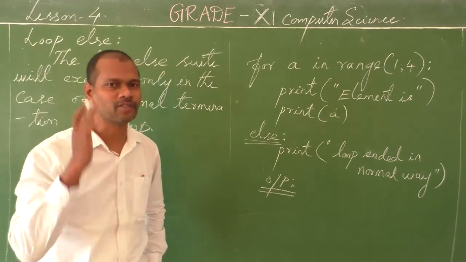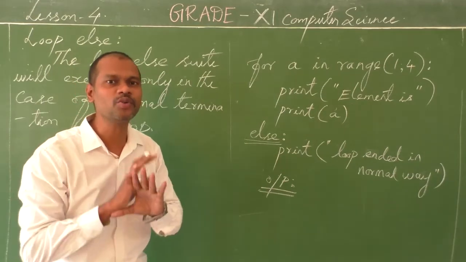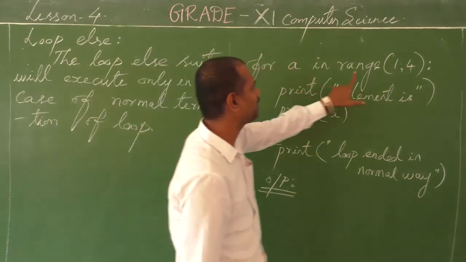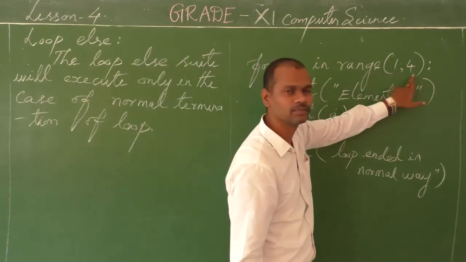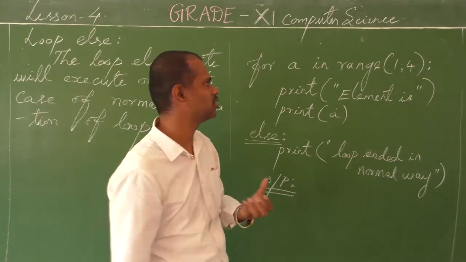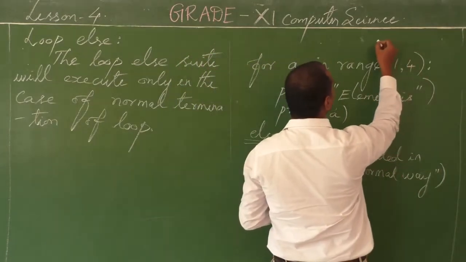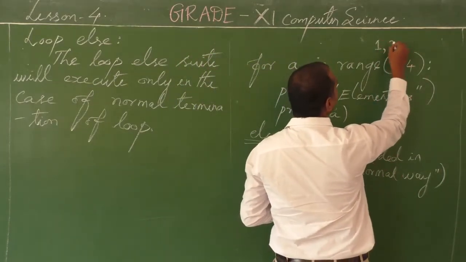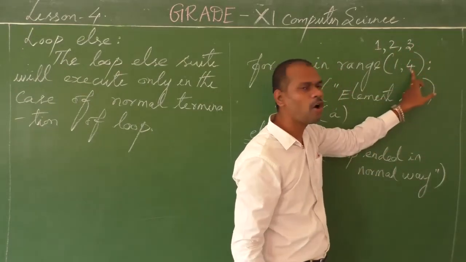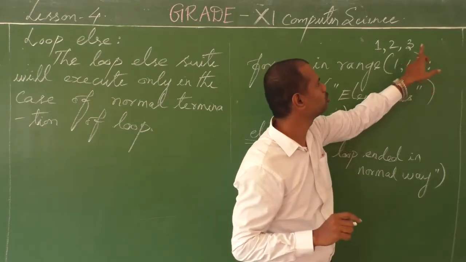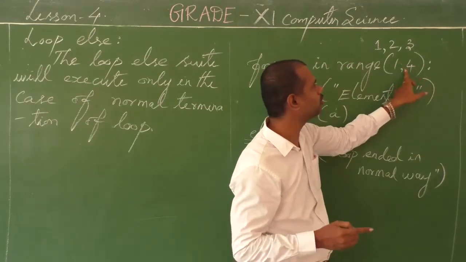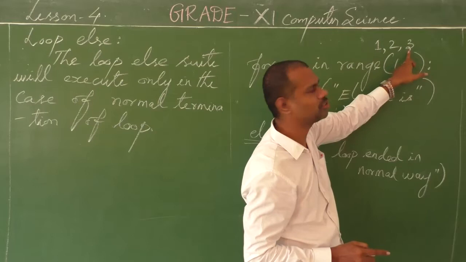Still so many of you have some confusion, so now I will explain clearly. Listen carefully. This for loop has the range value 1, 4. Last class I explained what range is. So 1, 4 means the values are 1, 2, 3. You should not write 4 because 4 is the end, so starting from 1 and ending before 4. That's why I am writing 1, 2, 3.